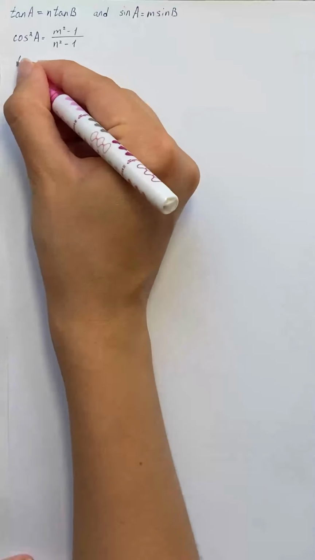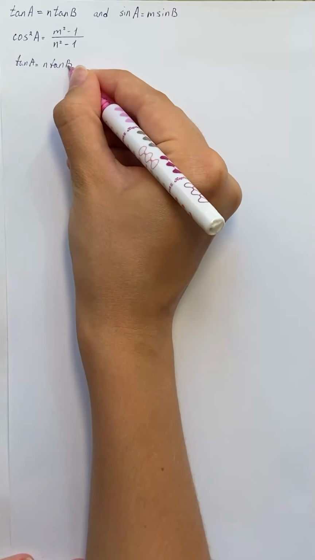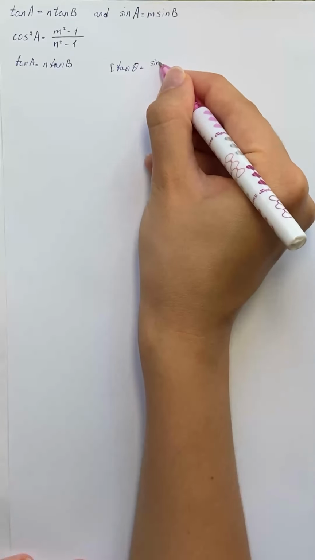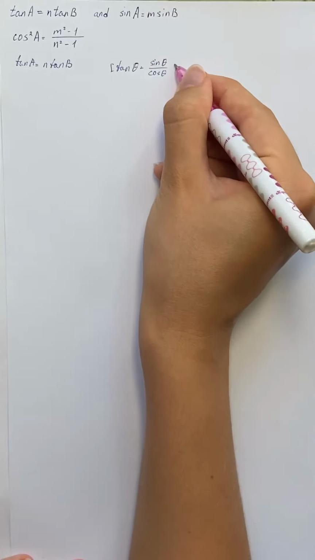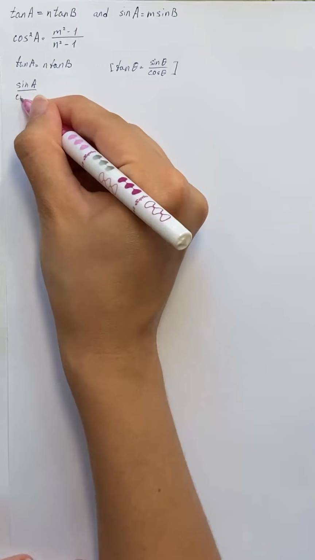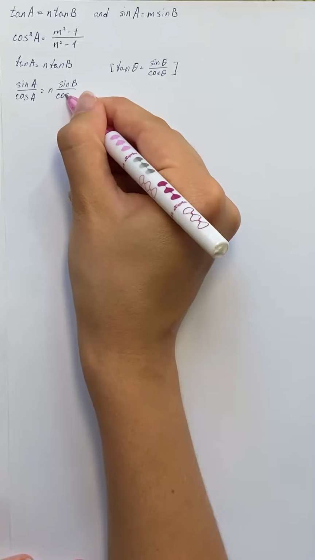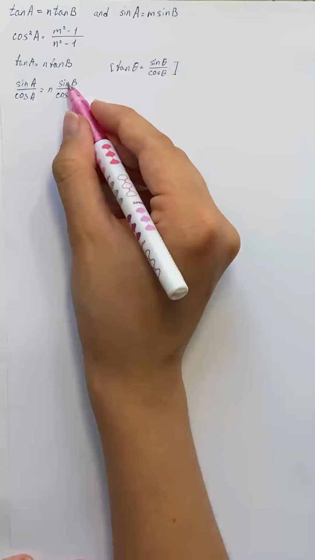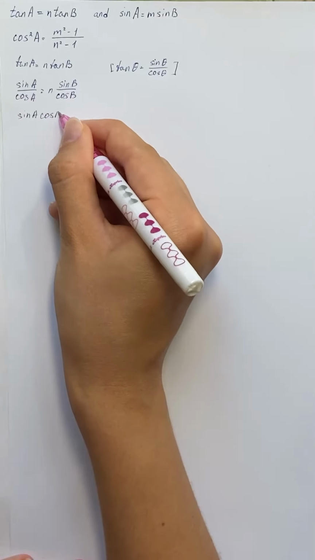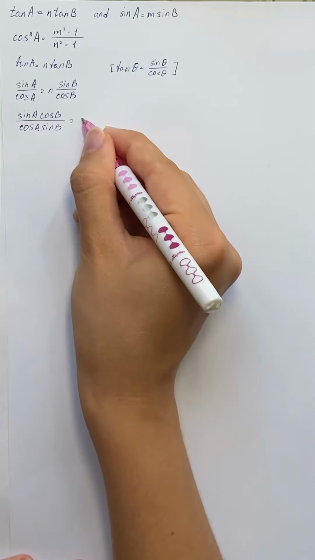We were given that tangent of A equals n times tangent of B. So we know the trigonometric identity that tangent of theta equals sine of theta over cosine of theta. So we're going to rewrite tangent of A as sine of A over cosine of A, and tangent of B as sine of B over cosine of B. And now we're going to divide both sides by sine of B over cosine of B, and we get sine of A times cosine of B over cosine of A times sine of B equals n.